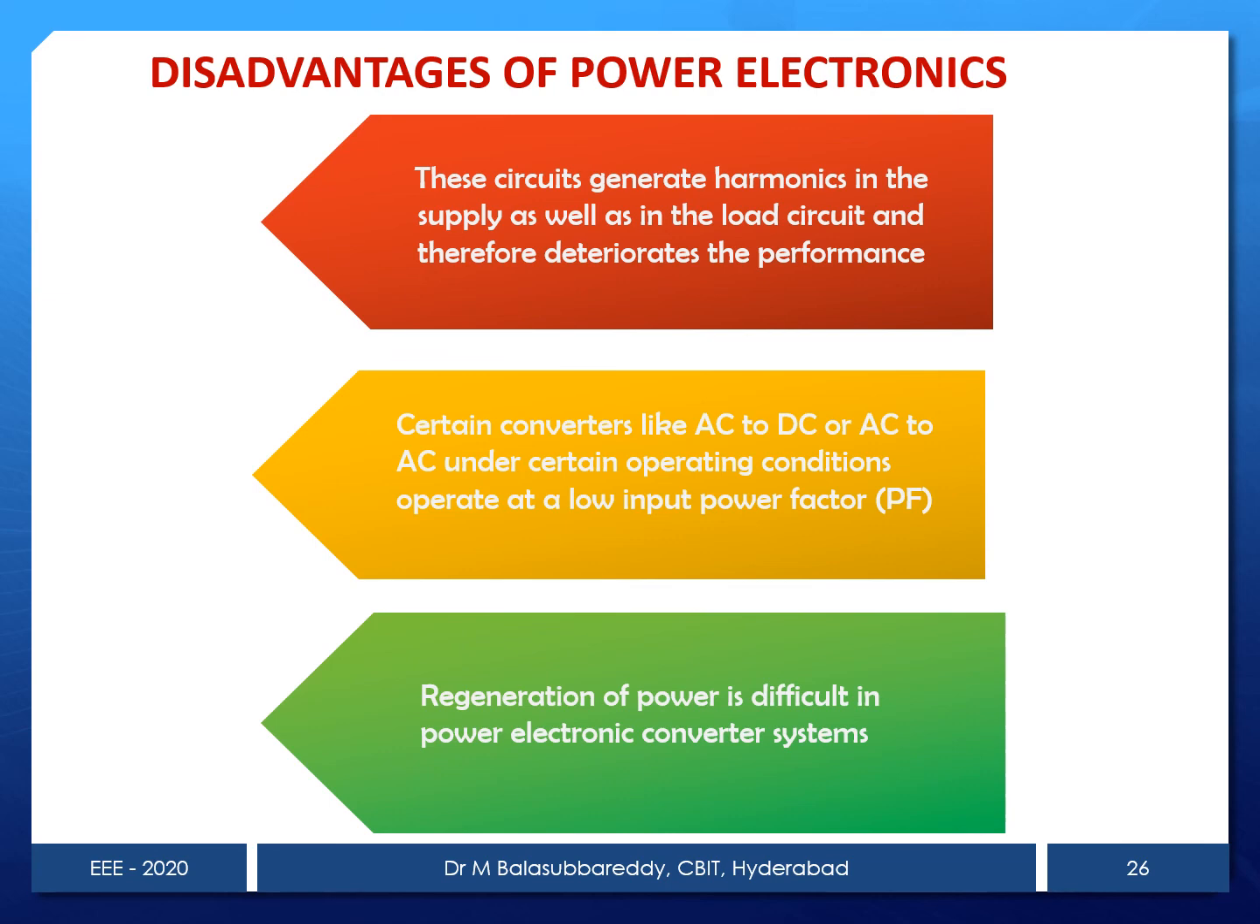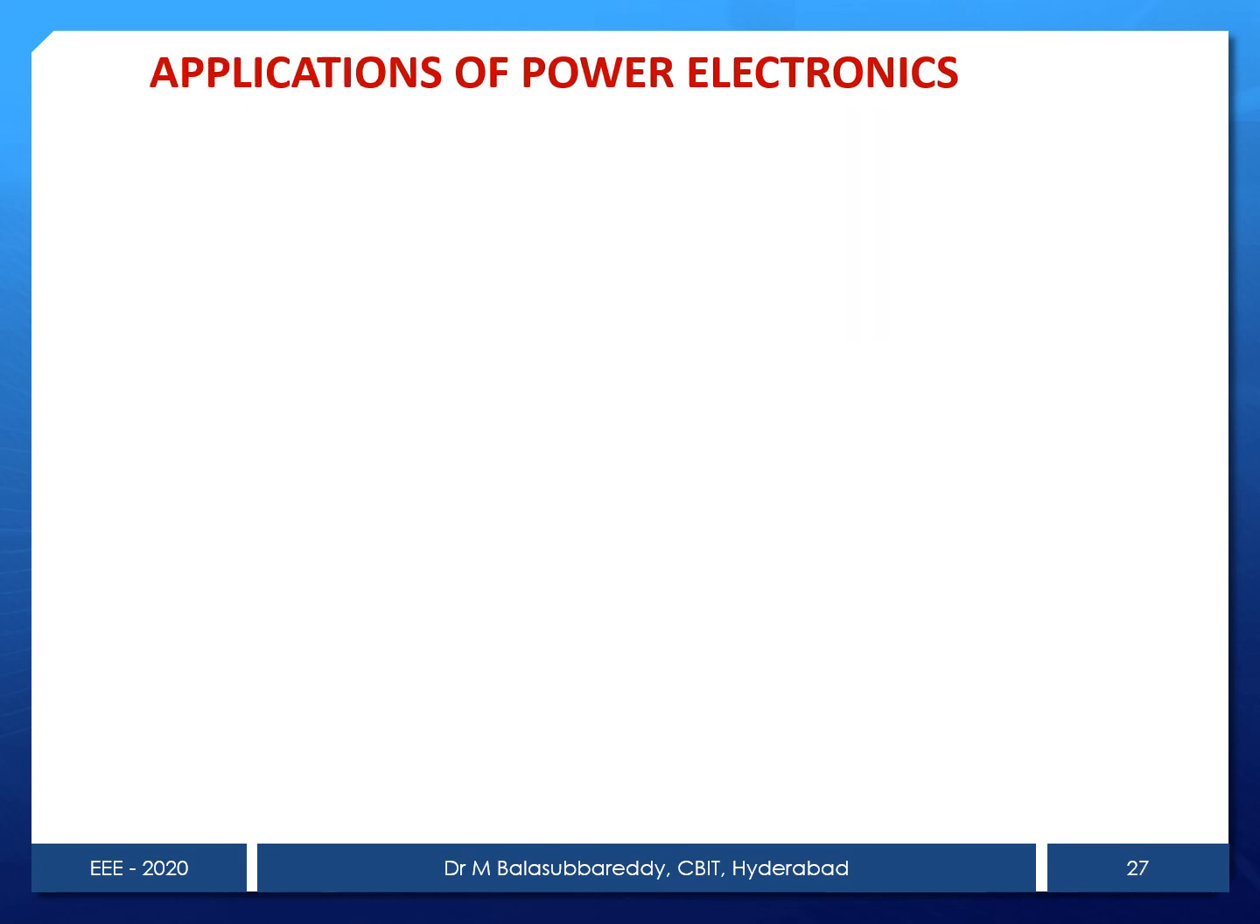Regeneration of power is difficult in power electronics converter systems. Regenerative action is not possible here. You have to connect two controllers in anti-parallel, then only is it somehow possible, but it is a difficult process. So these are some of the disadvantages, and now we'll see some applications of power electronics.